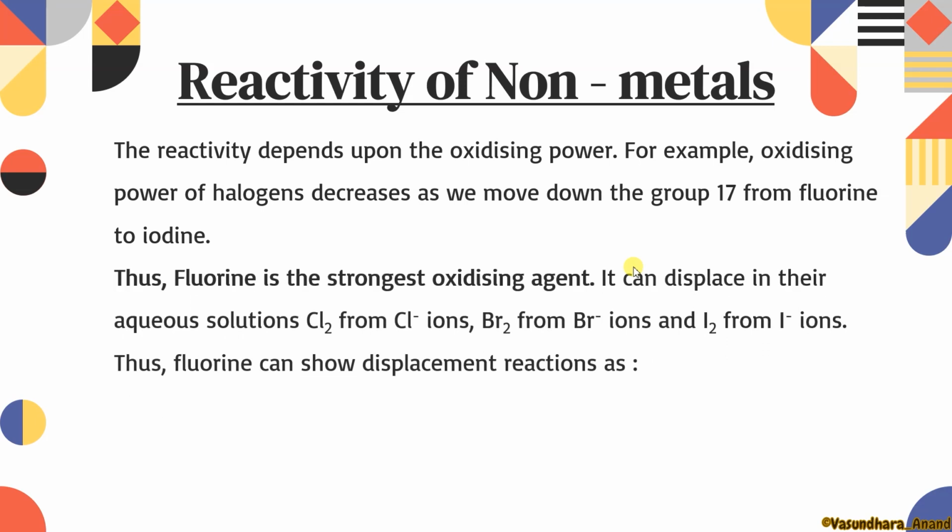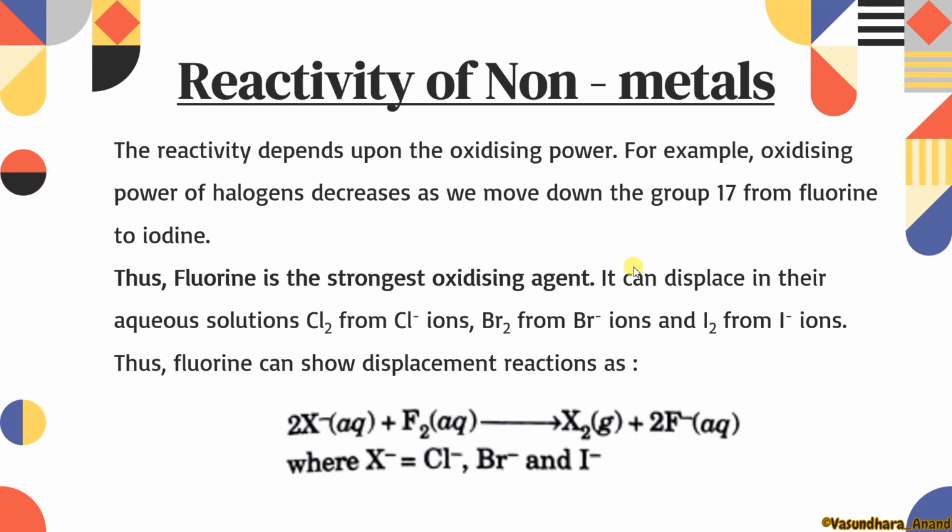Fluorine is at the top in group 17. It is the strongest oxidizing agent, and it can displace other halogens in their aqueous solutions: chlorine as Cl2 from Cl minus, bromine from Br minus, iodine from I minus. Thus, fluorine shows the displacement reaction 2X minus plus F2 gives X2 plus 2F minus. Whether X is chlorine, bromine or iodine, whatever halide is there.